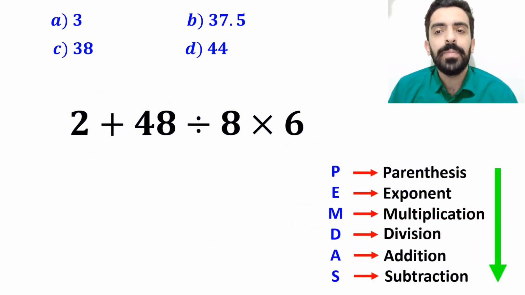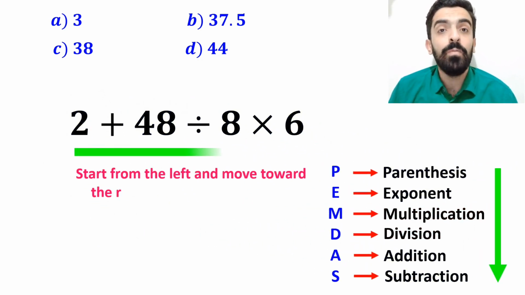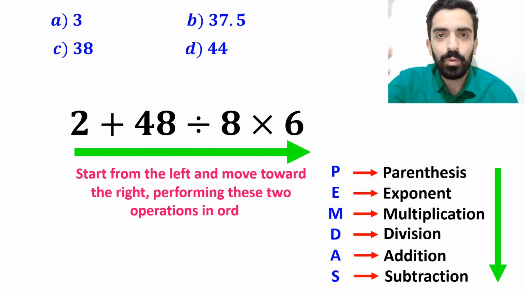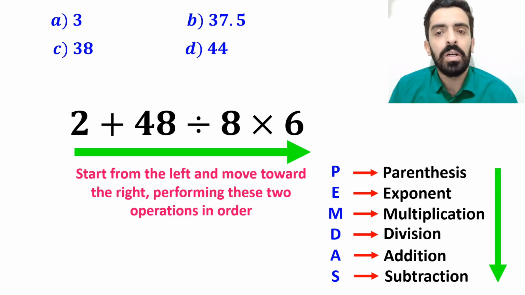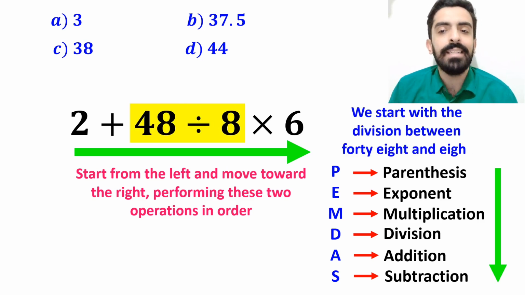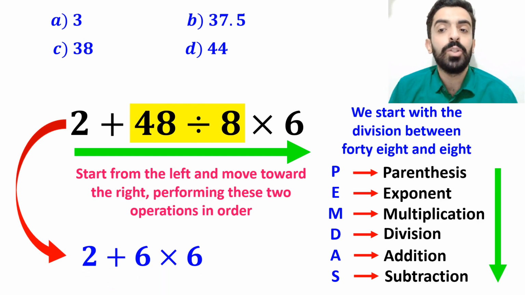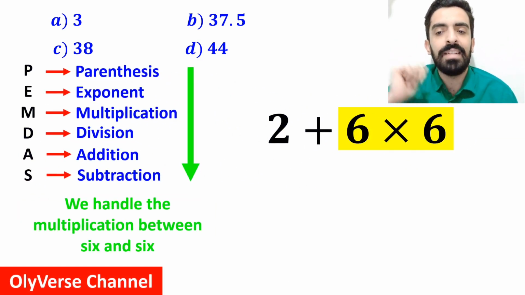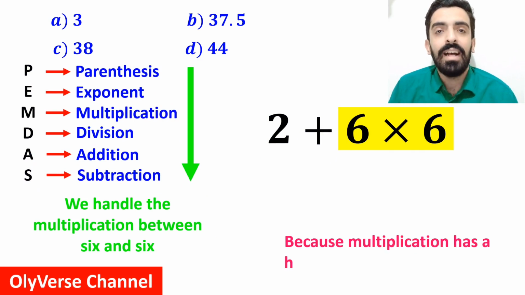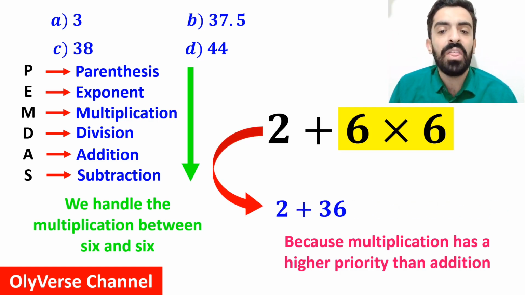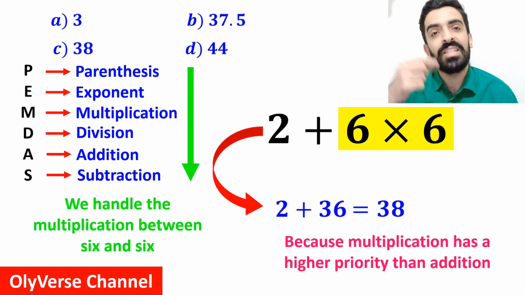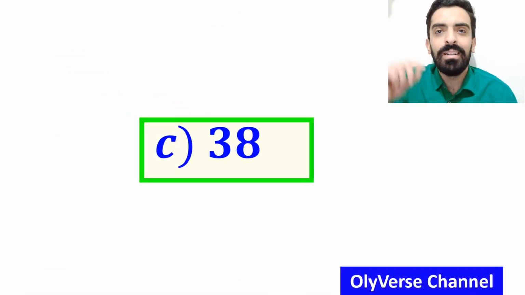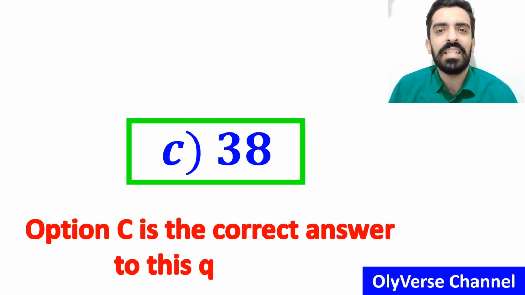In this situation, the best approach is to start from the left and move toward the right, performing these two operations in order. So, first we start with the division between 48 and 8, which simplifies this expression to 2 + 6 × 6. In the next step, we handle the multiplication between 6 and 6, because multiplication has a higher priority than addition. And this expression simplifies to 2 + 36, which ultimately gives us the answer 38. Therefore, option C is the correct answer to this question.